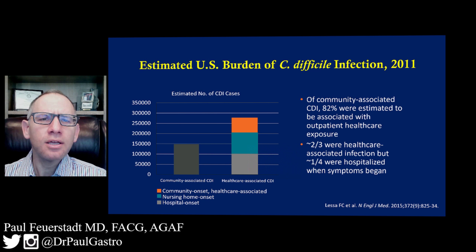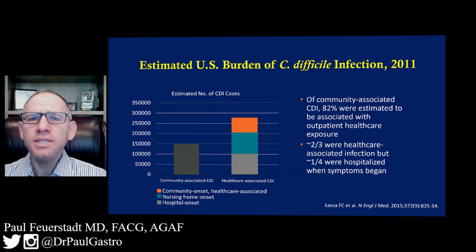The landmark study currently that looks at the epidemiology of C. difficile infection in the United States was put forward by Lessa et al. in 2015 in the New England Journal of Medicine. Lessa looked at the Centers for Disease Control and Prevention's Emerging Infections Program, a program that looks at 10 counties throughout the United States and projects the trends from those 10 counties on a national scale.